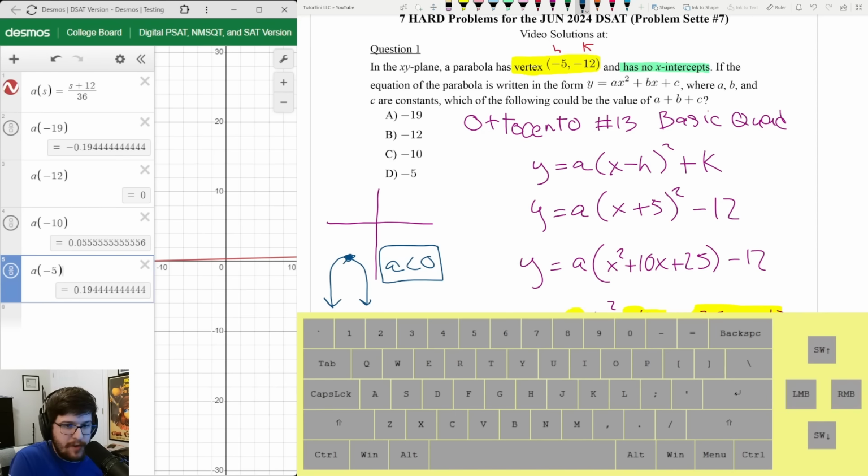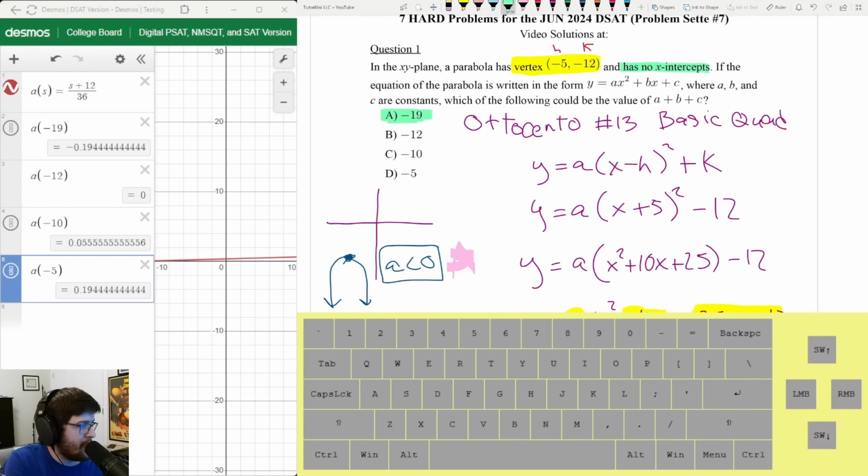You guys can just do the arithmetic as well, like negative 19 plus 12 over 36, see what you get. So you see for all of these, the only one that gives me a negative a value is what we talked about earlier in the question. It's got to be negative, so that it has no x-intercepts. Because it's in the third quadrant, we want it to point away from the x-axis. And it seems the only one that gives us that is answer choice A.